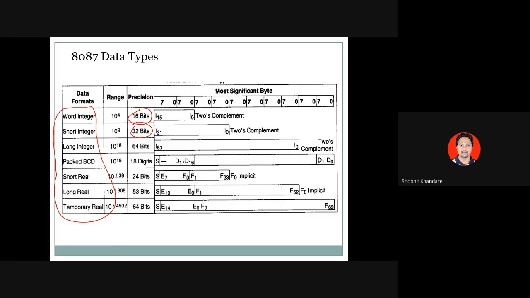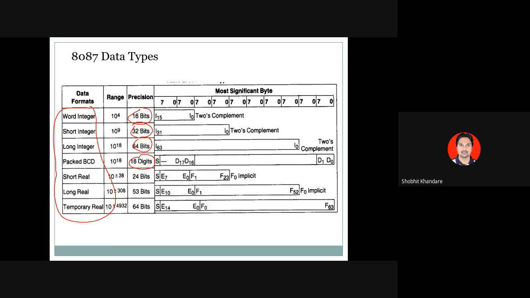And these data types, उनका size क्या है? So for word integer, it is 16 bit. Short integer, it is 32 bit. Long integer is of 64 bit. Packed BCD, this is of 18 digits.